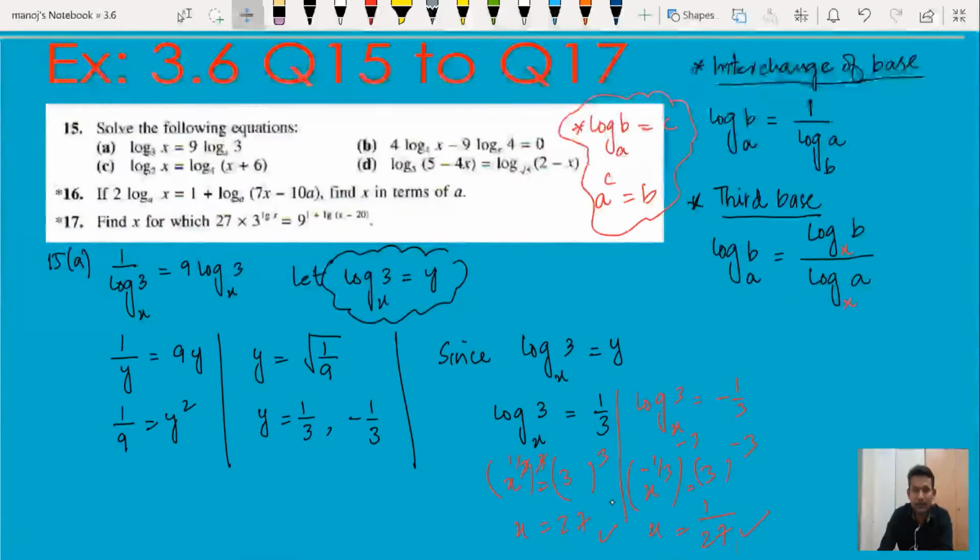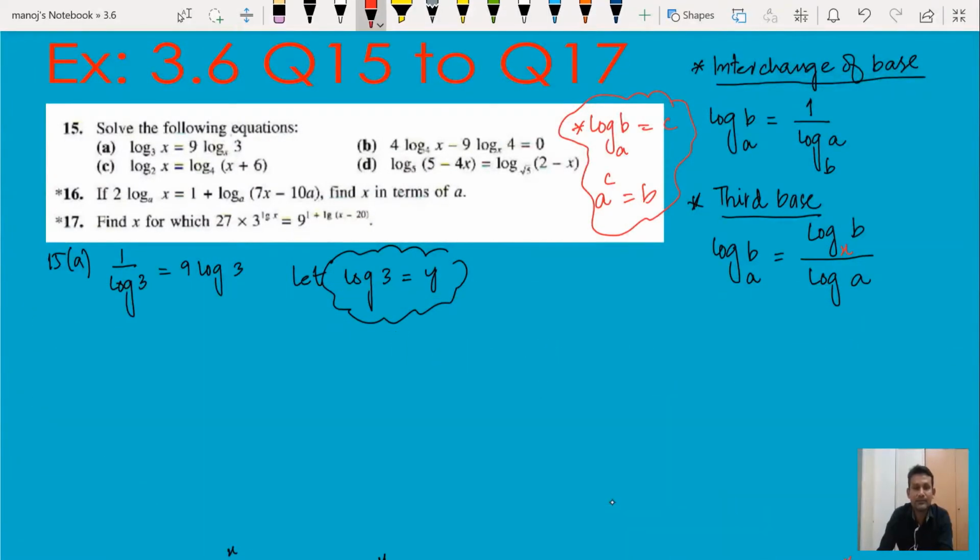Moving to the second part. This video can be a little bit lengthy, but I will divide it into two parts. This is 15 part B. What do we have in 15 part B? The bases are 4 and x, so we need to make the interchange. The first rule: 4 multiplied by 1 upon, I need the base x here, so x and 4 interchange, 1 upon minus 9. This remains the same because we have to make the same base.